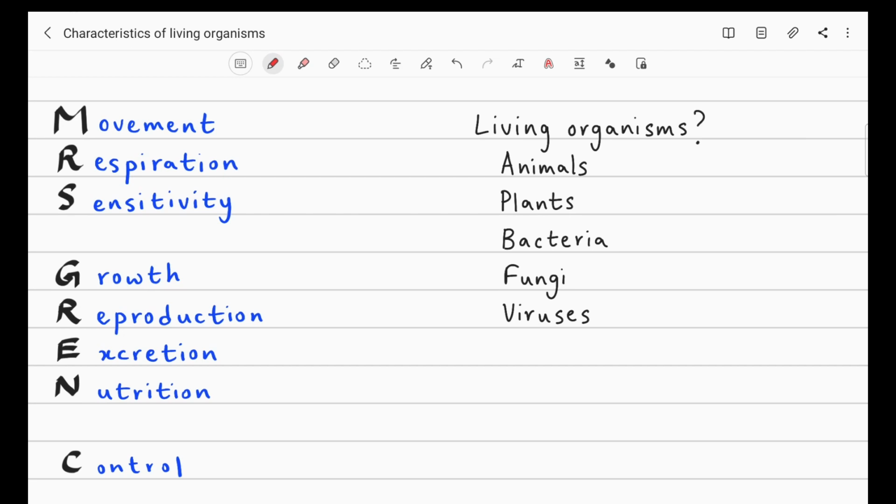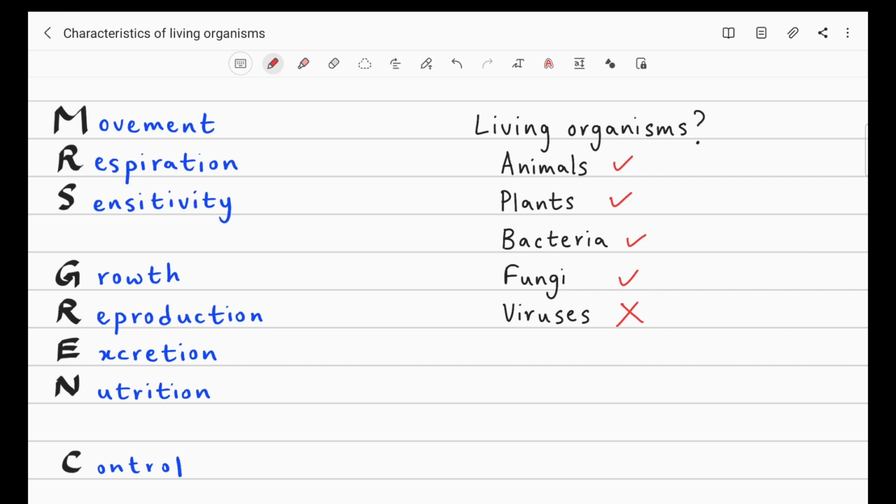In today's lesson, we'll be discussing the characteristics of living organisms. First of all, what are living organisms? Are animals, plants, bacteria, fungi and viruses all living organisms? Well, actually, animals, plants, bacteria, and fungi are living organisms. However, viruses are not considered to be living organisms.